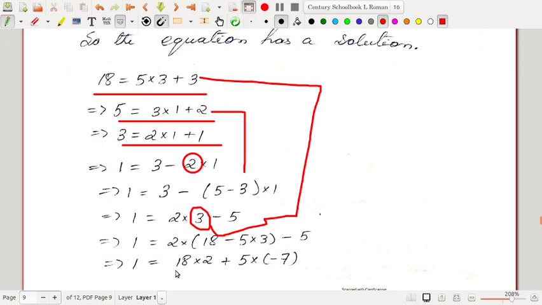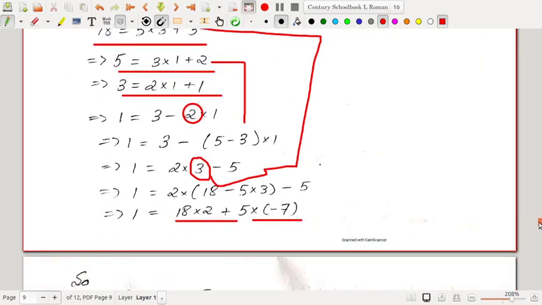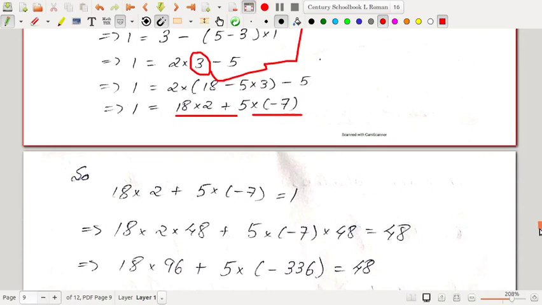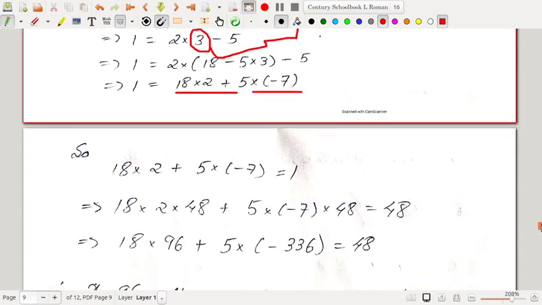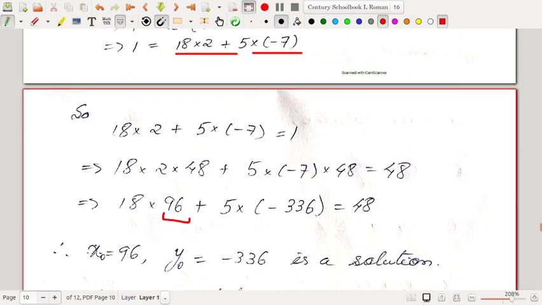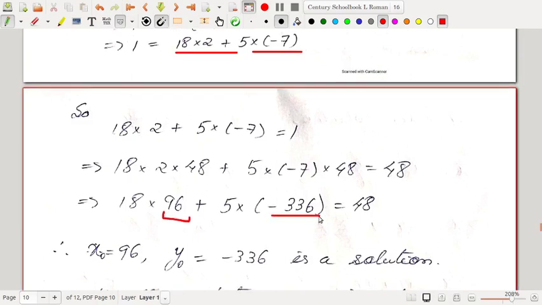Okay, so it's ultimately 18 into 2 plus 5 into minus 7. So this is the solution for 18x plus 5y equal to 1. But I don't need 1 on the right-hand side, I need 48. So what we do, we just multiply both sides by 48. So you will get 18 into 96 plus 5 into minus 336 equal to 48.